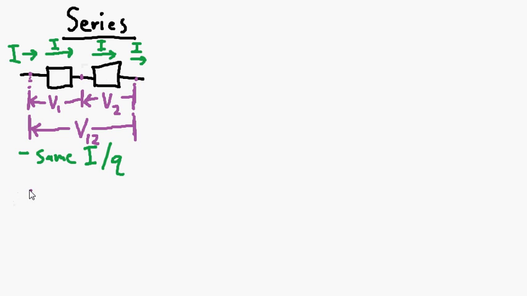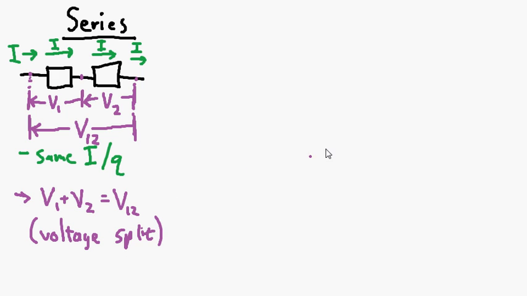Okay, so the other equation, or the other factor here, is that V1 plus V2 equals V12. Okay, and what that means is the voltage is split across components in series. Okay, in parallel, let's look at the other side of things.